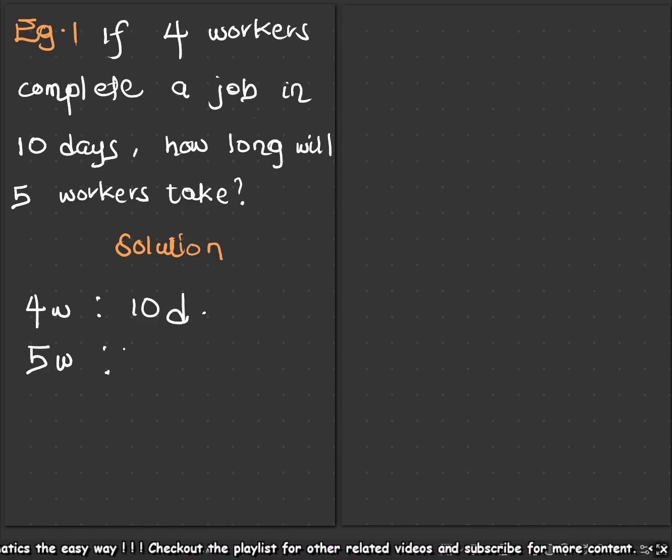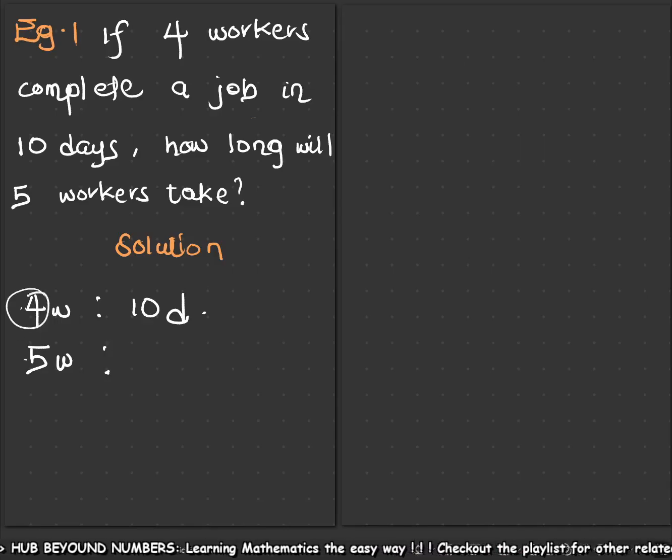Now, all we need to ask ourselves is, if 4 workers are using 10 days, will 5 workers need more days or less days? They are going to need less number of days, you see. So what we say is, if less, more divide. You see, if less, among these two numbers, which one is more? 5 and 4. Which one is more?